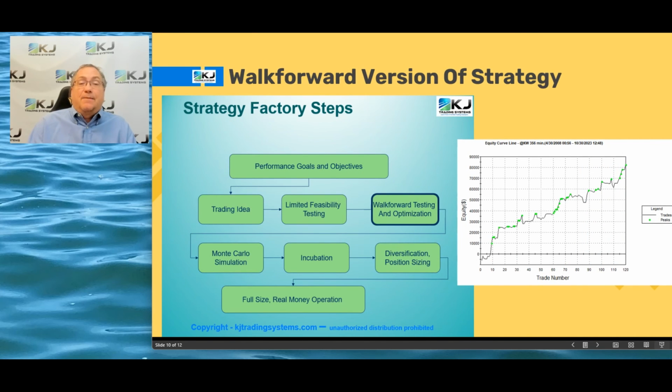And it's something I talk about in my process, my strategy factory process. And one of the things I also do in that process is I do walk-forward testing. And you can see the equity curve for a walk-forward version of this strategy. So it's a little more complicated. I only showed you the simplified version of the strategy. But it's something you definitely want to do to help keep your strategies working as well into the future as you can. It's called walk-forward testing.